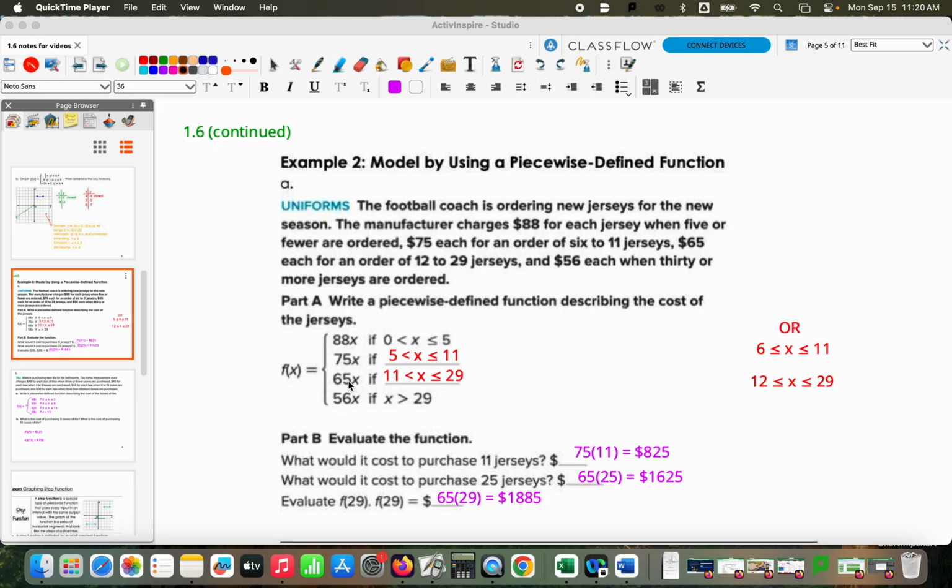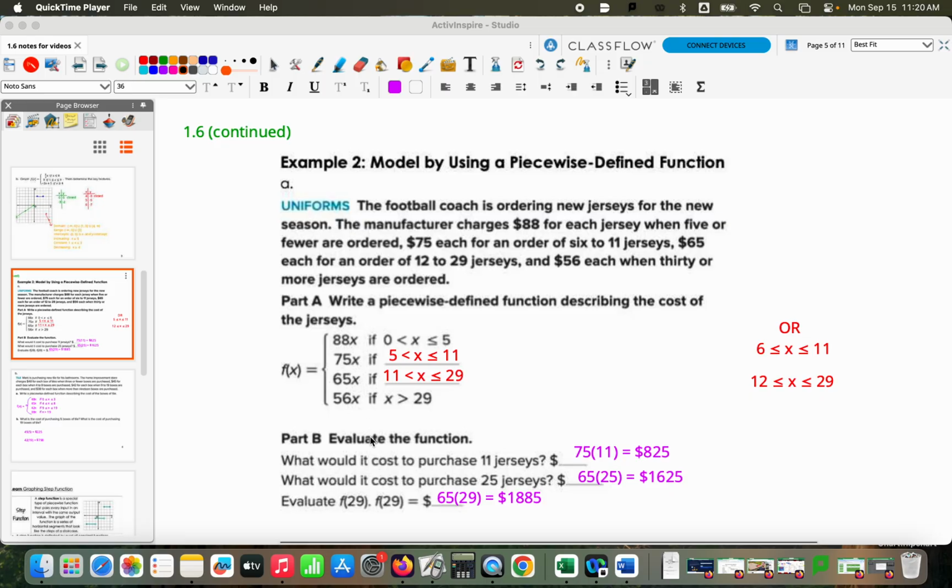Same thing here, $65 per jersey if it's between 11 and 29, so basically 12 to 29 jerseys. Again, I might just write it this way, but the textbook wrote it that way. And then it's $56 for anything beyond 29 jerseys. So once you get to 30, it'd be at this bracket here.